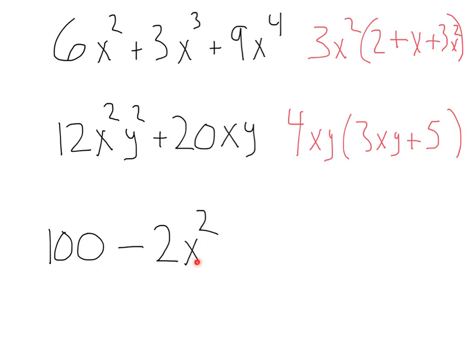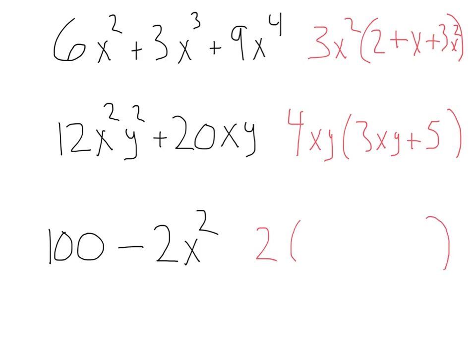Lastly, we've got 100 minus 2x squared. The 100 and the 2 have a 2 in common. Here we have an x squared, but we have no x here, so we can't take anything else out. So we just have to see what's left.